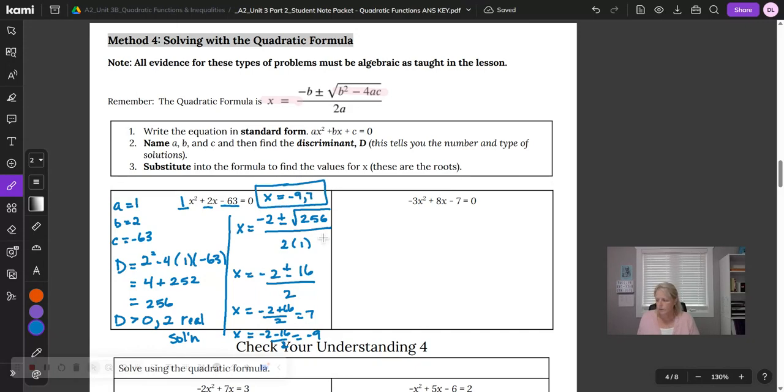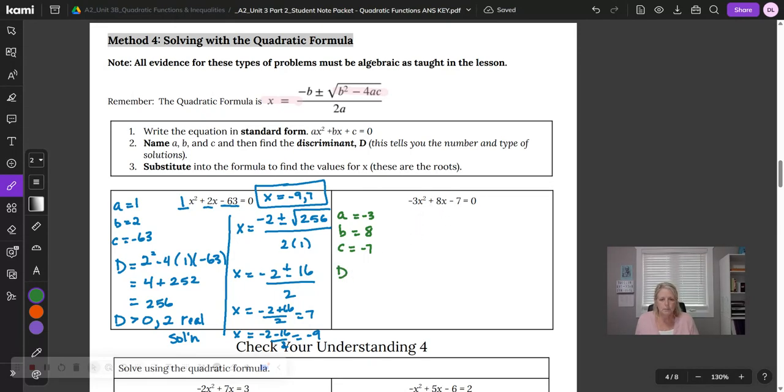All right, on this next one, be careful. I included this one because of the negative a value. Make sure that you're keeping that when you're designating your variables. Let me switch colors here so we don't get them mixed up. All right, so my a is a -3, b is an 8, and c is a -7. Watch your signs, guys. Make sure you take them with you.